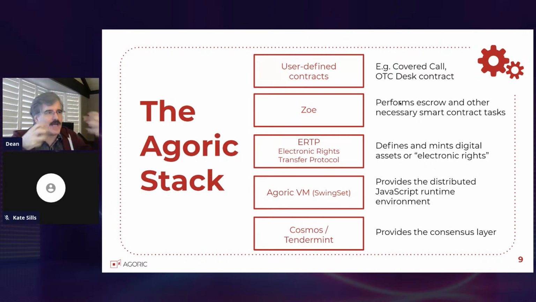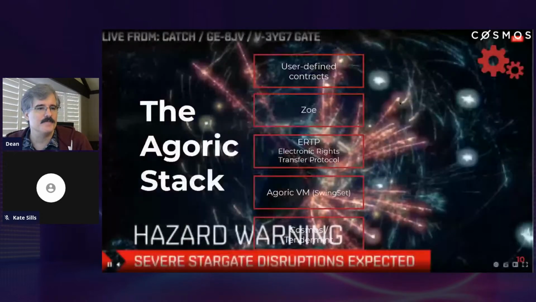Zoe is then a framework in which you can glue them together and have them use each other safely so that I can, as a client of a dApp, execute it safely. And we'll talk more about that. And finally, there are all the components that we built, like covered calls and atomic swaps and so forth. And we'll see some of those.